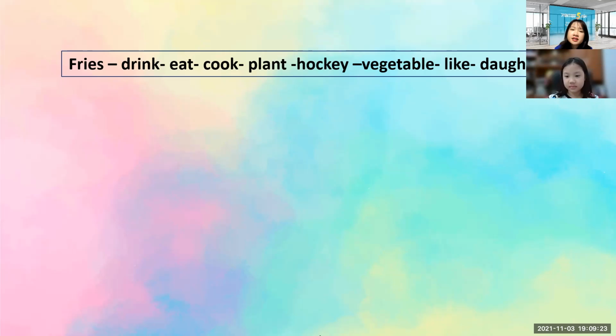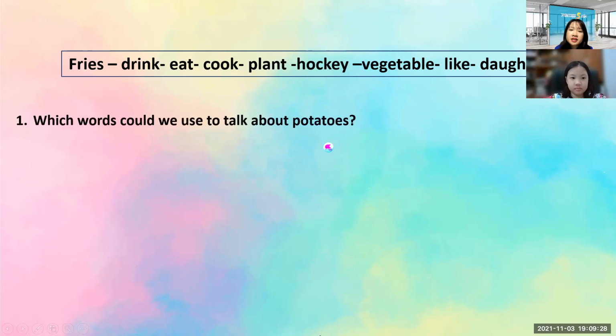Daughter. Okay, so look at this one. The first question is for you. I have the word potatoes, and I have 9 words here. Which words could we use to talk about potatoes? For example, I got the word fried. Can I use fried with potato? Yes, we can have fried potatoes. So I choose the word fries.